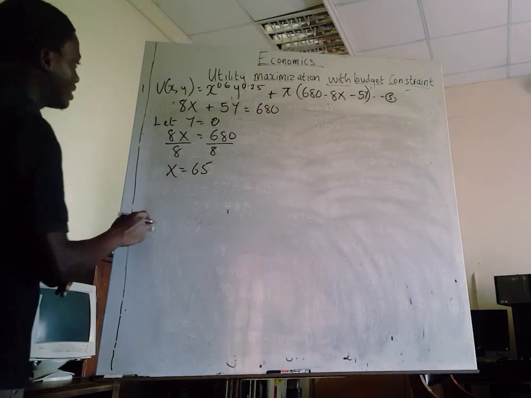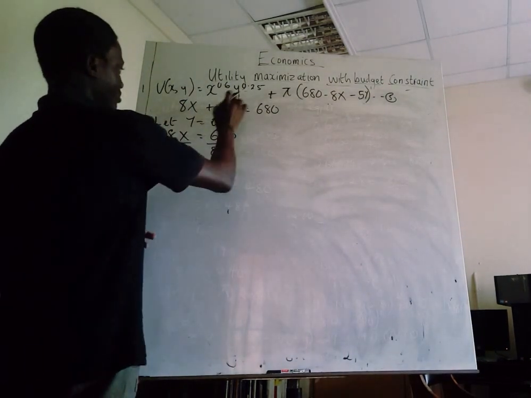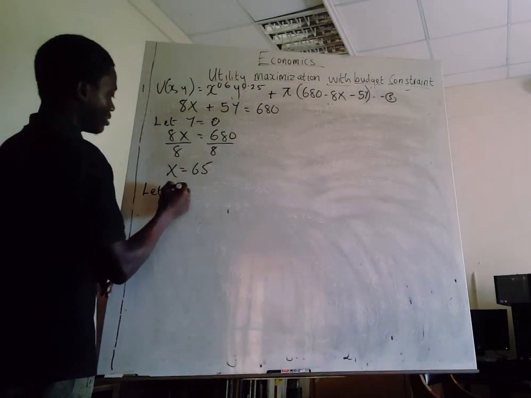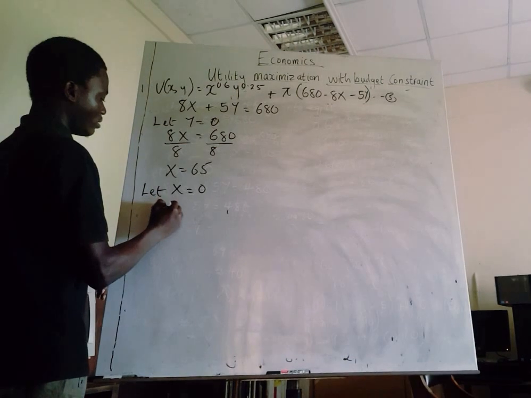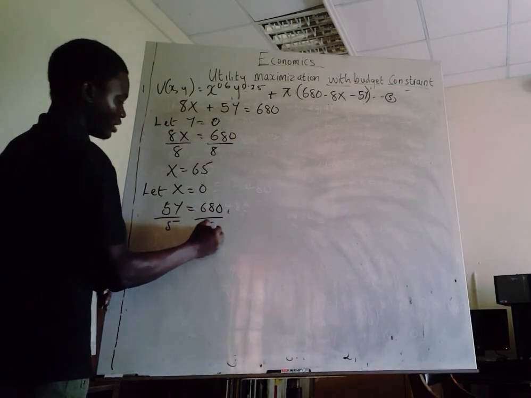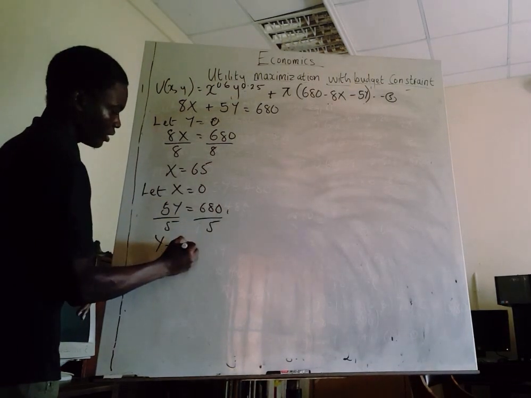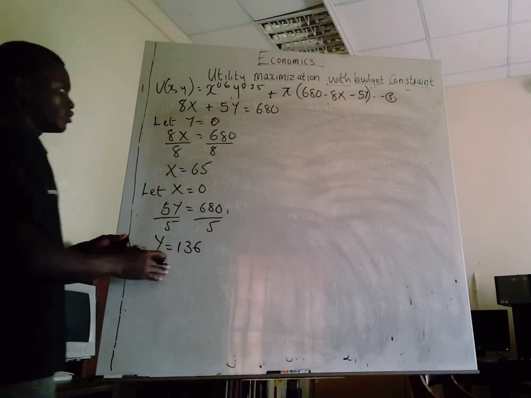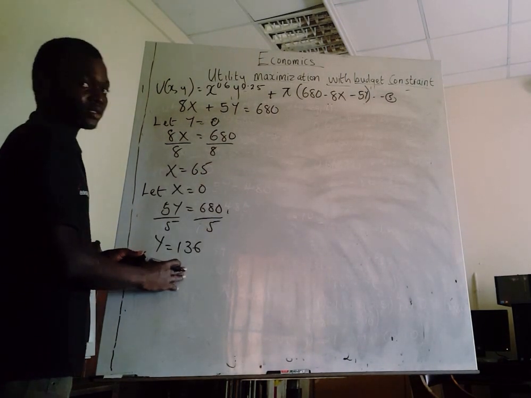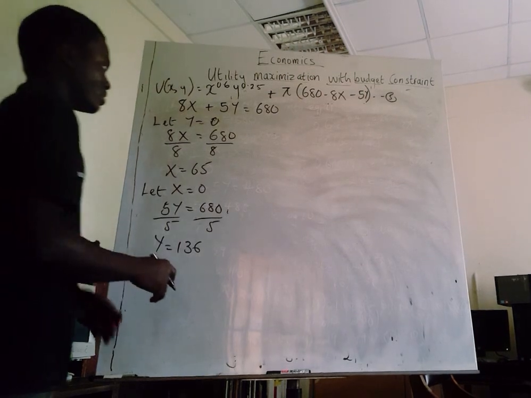Then let's assume that Michelle is willing to spend all of her money on zobo. She doesn't want to buy any popcorn. So we say let x equals 0. Now 5y equals 680, so we divide through by 5. So y equals 136. So the maximum amount of zobo that Michelle can consume, given the price of zobo and her income, is 136, provided that she is not consuming any units of popcorn.